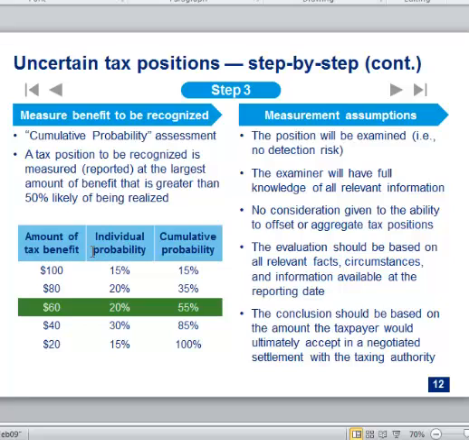Okay, so that's recognition and measurement. In theory, for any position where there's some sort of meaningful uncertainty, you're supposed to go through those two steps and document them. Why did you pass recognition? And then how did you conclude on measurement? It's pretty common that companies will do a little table like this one in the lower left corner as part of their documentation. It's not required, but it's common with Fin 48.